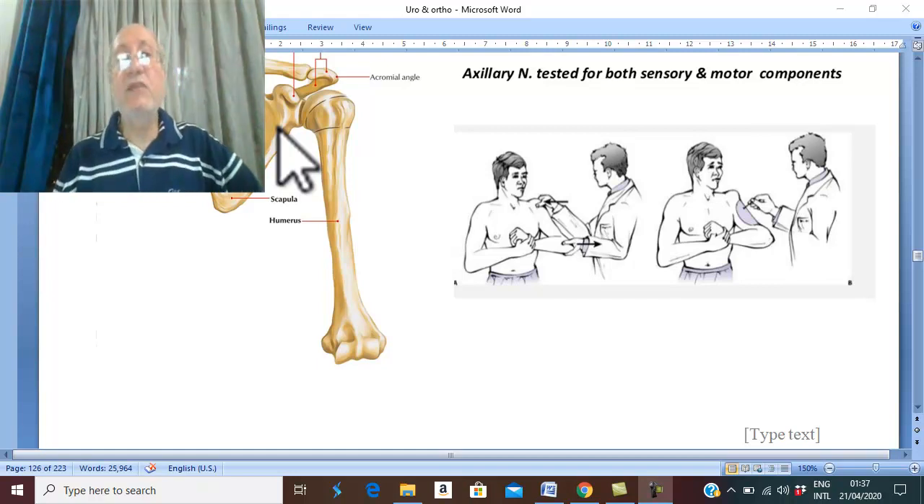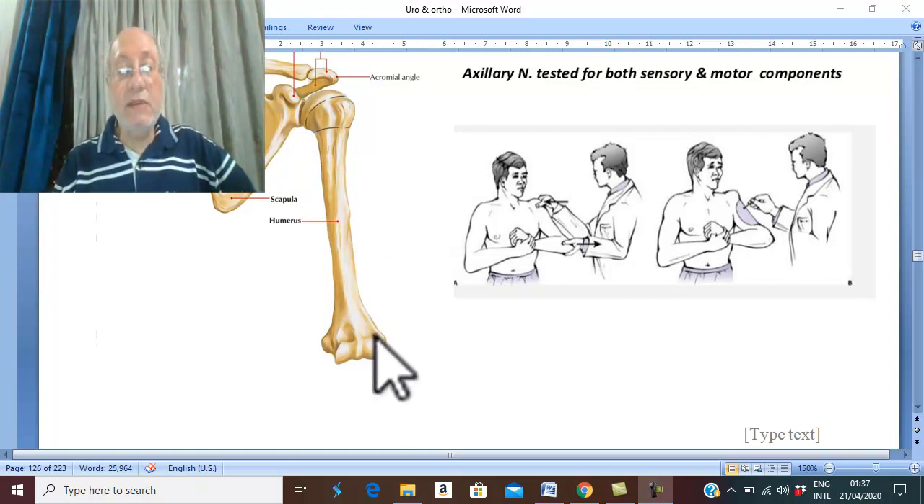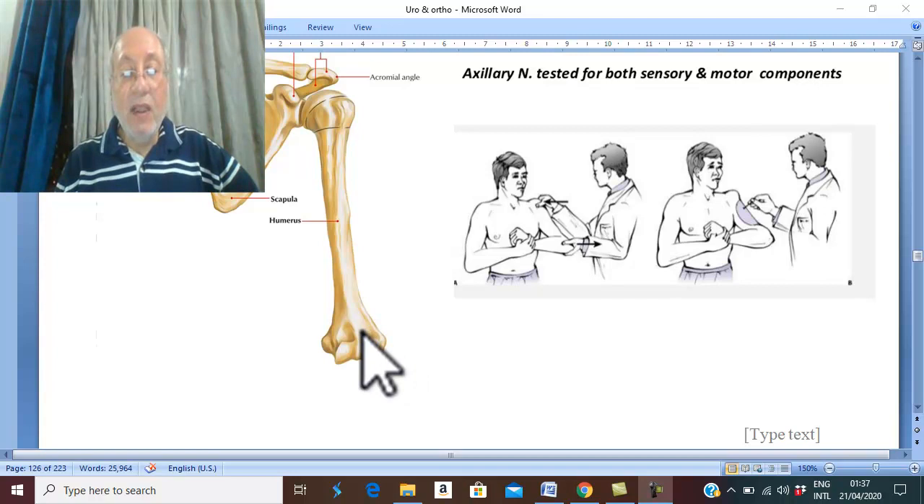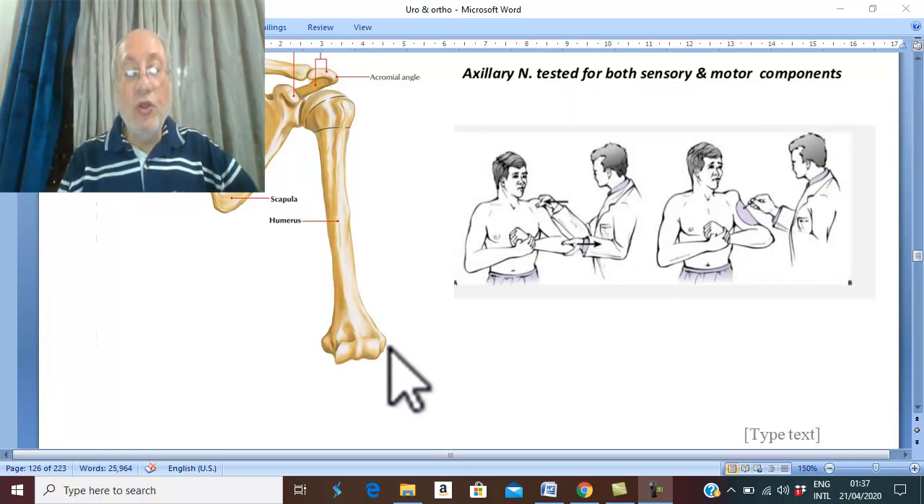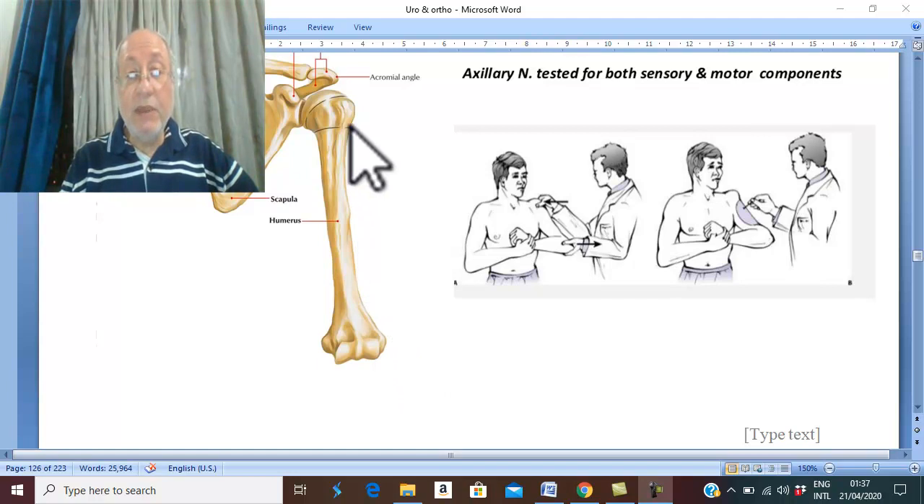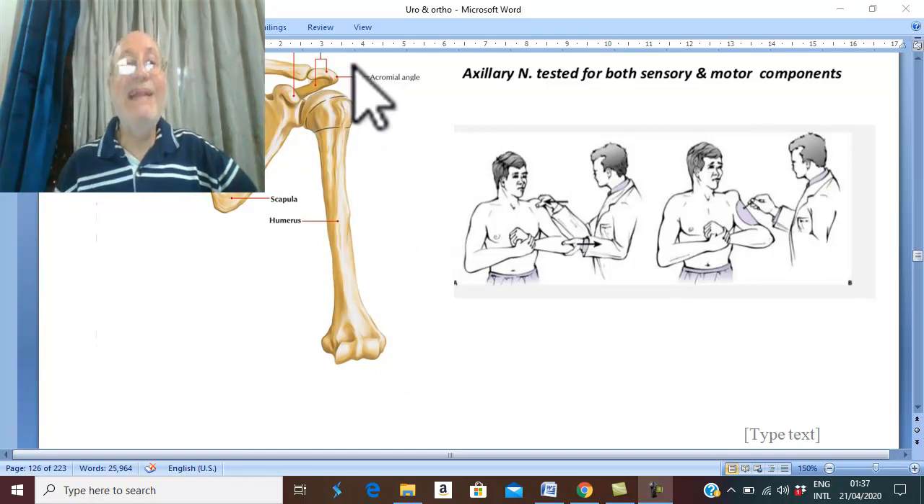Another important test is the ruler test. What is the ruler test? Normally, if you put a ruler, which is a straight line, on the normal side of the patient, can you touch the lateral epicondyle and the acromion process at the same time? Never.